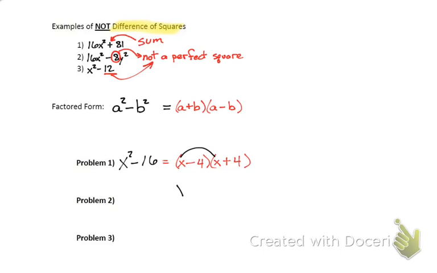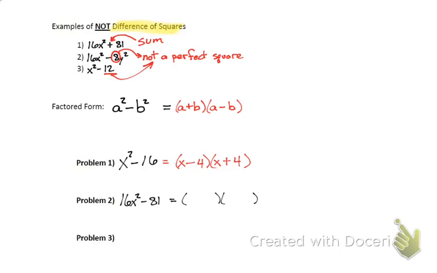So we'll back that up, take that away. So that's just how you factor a difference of squares problem. So let's try another one. Number 2, let's try 16x squared minus 81, and see if we can factor this correctly.